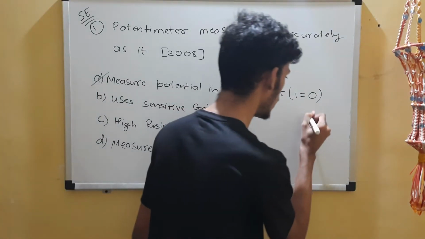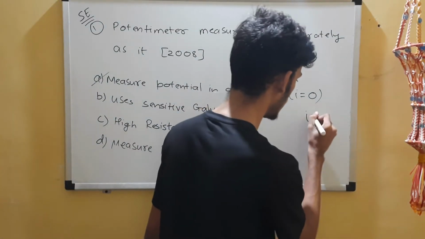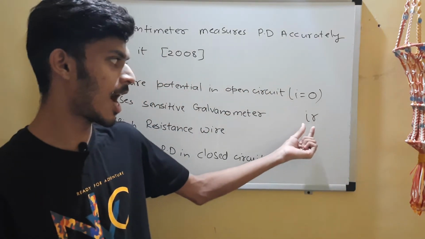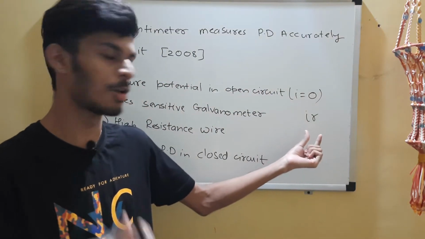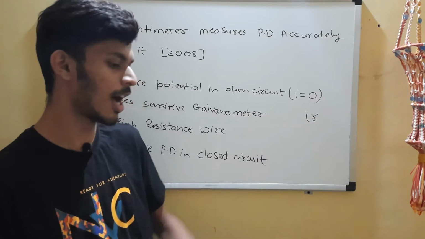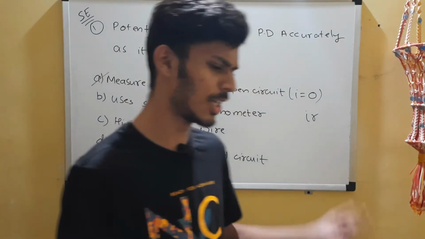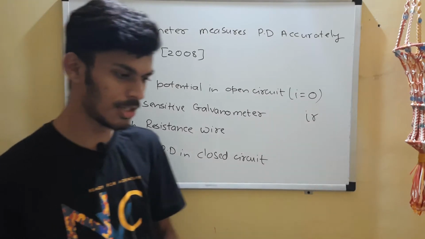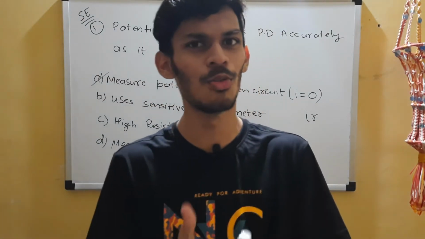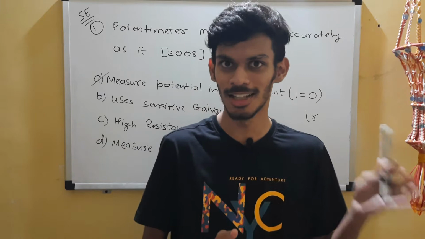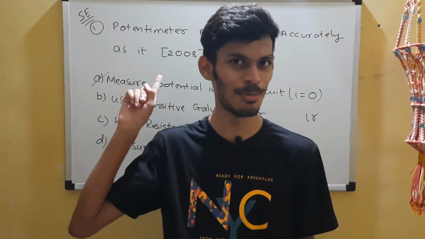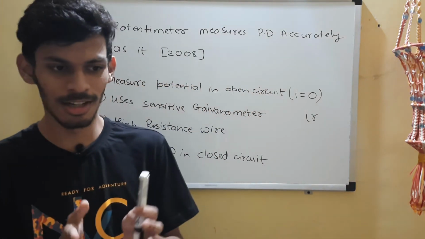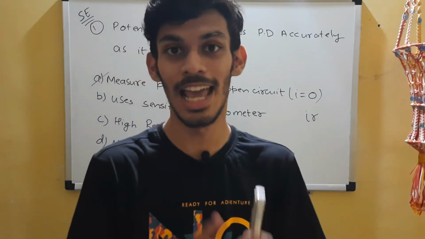You can see that the voltage drop across your internal resistance, which is given as IR. This is voltage drop across internal resistance. Okay, I is current, R is the internal resistance. You can see that this term will be zero, right? Because I is 0, this term will be 0. So you can see that there is no voltage drop across your internal resistance, which means that potentiometer can measure the EMF of the cell accurately.